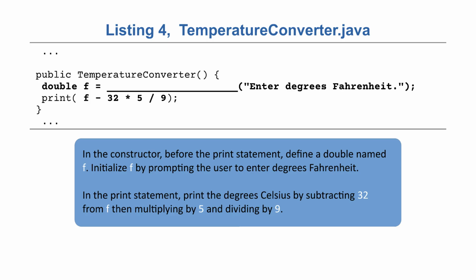In the print statement, print degrees Celsius by subtracting 32 from f, then multiplying by 5 and dividing by 9. Hint: add parentheses to the code to make sure it does the subtraction first. Run it. What happened? If you place the parentheses correctly, entering 32 degrees Fahrenheit will give you 0.0 degrees Celsius.